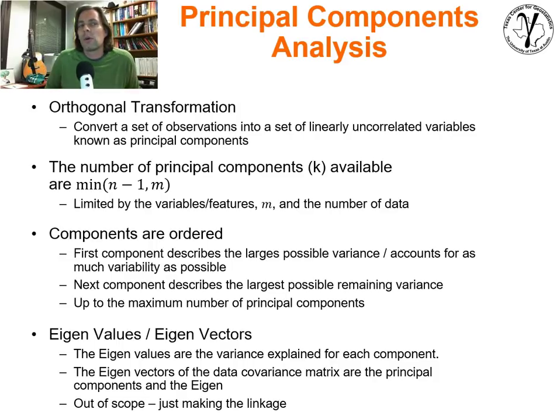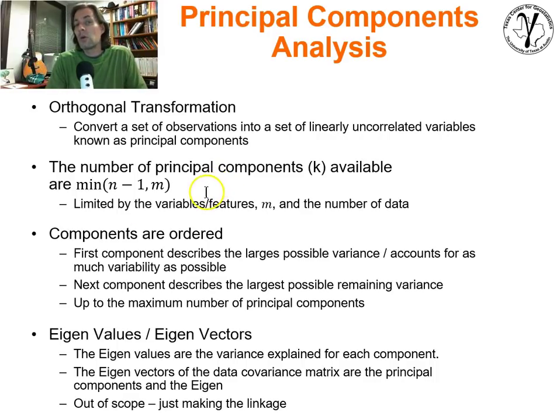So let's talk about principal component analysis and what exactly it is. Let's talk about components or ideas. It is an orthogonal transformation. So what does that mean? It's like a rotation. We're going to convert a set of observations into a linearly uncorrelated set of variables known as principal components, which are all going to be linearly uncorrelated with each other. They're going to be orthogonal to each other.